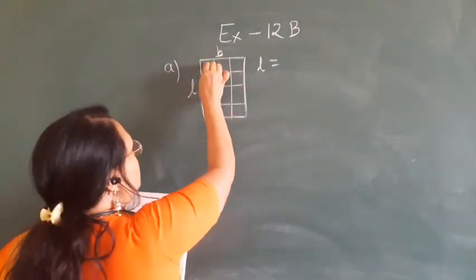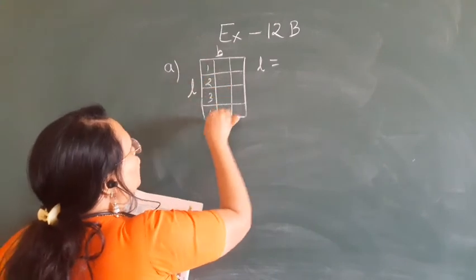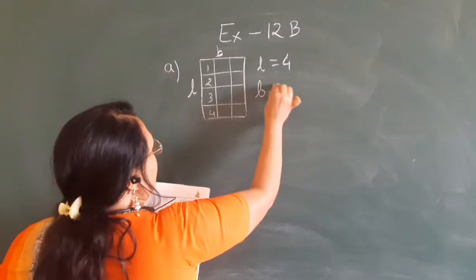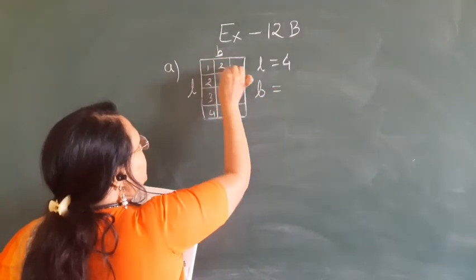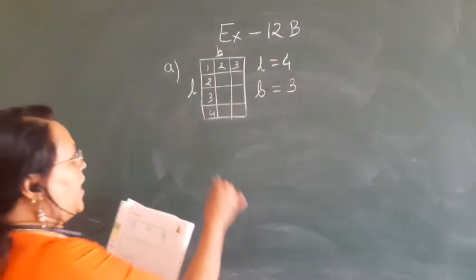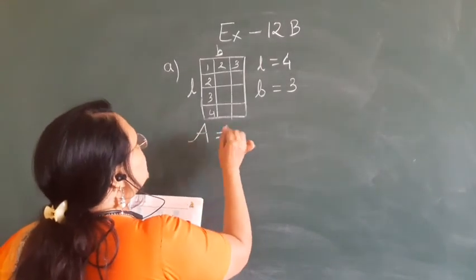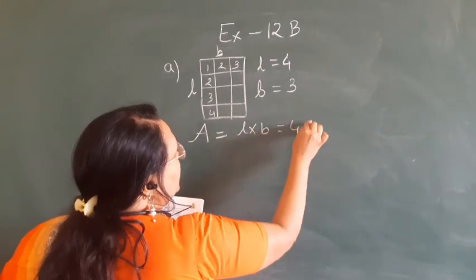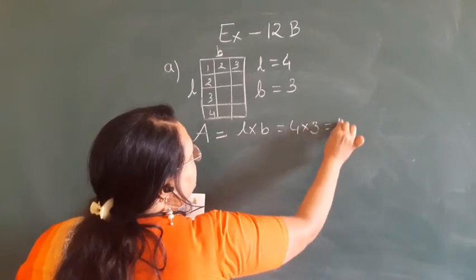So length equals 1, 2, 3, 4. It means 4 is given, and breadth equals 1, 2, 3. It is 3. Got it? So the area equals length multiplied by breadth equals 4 multiplied by 3 is 12.